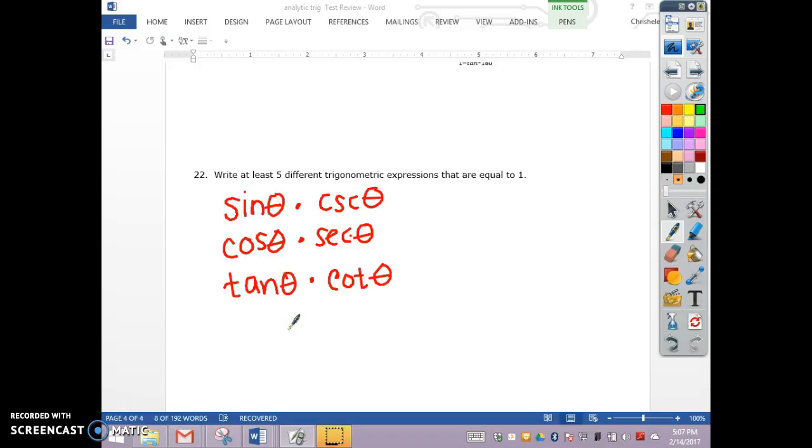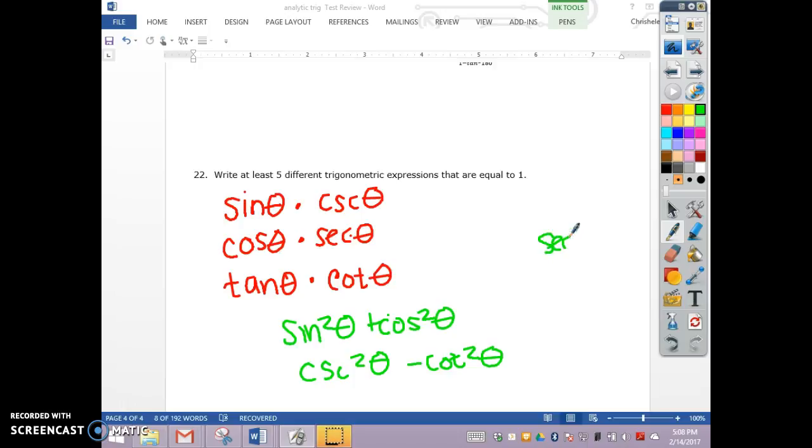We have all of our Pythagorean identities too. Sine squared plus cosine squared. That's another one that equals 1. What else? Cosecant squared minus cotangent squared. That's equal to 1. Also secant squared minus tangent squared. Oh, and look at me, overachiever. I did 6. There's lots of things that will just completely cancel out.